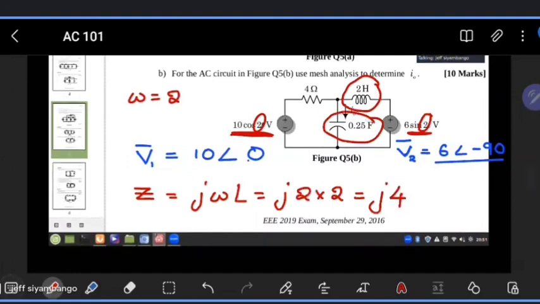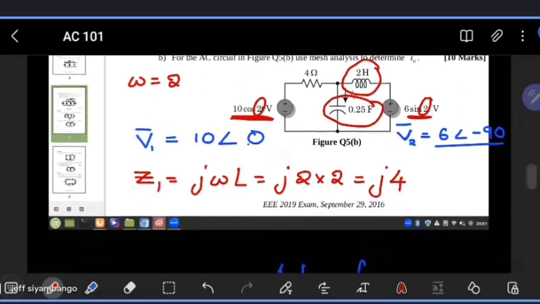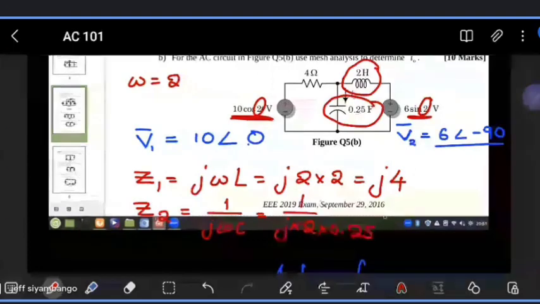This side, we have a capacitor. And for a capacitor, I'll say this is impedance 1. For that capacitor, I'll say this is impedance 2. Let's see what we get. For this capacitor, we know how we get the impedance across a capacitor. It's 1 over J omega, the capacitance. So this becomes 1 over J, the angular frequency, which is 2, the capacitance, which is 0.25. So from here, 2 by 0.25, what are we going to get there?